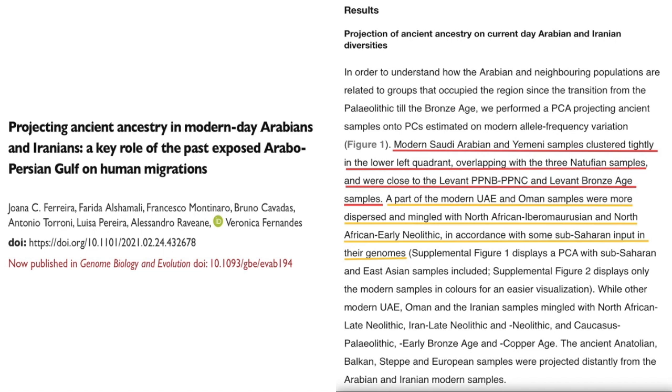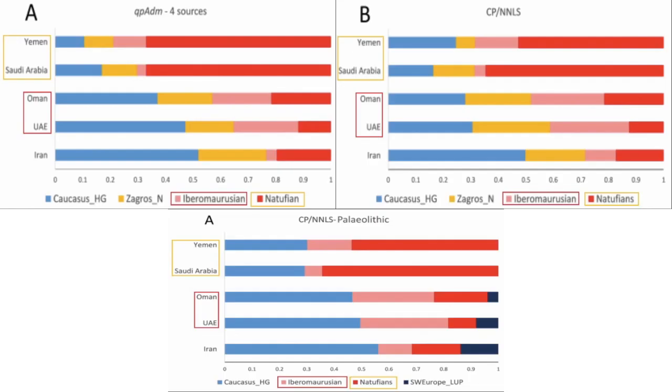So again, we see even a North African influence in Arabians, likely also due to Natufians, as well as these populations going into that part of the world. And here's a chart just showing you Ibero-Maurusian and Natufian DNA in these Middle Eastern populations, specifically in Arabia. So we see in yellow, Yemen and Saudi Arabia have a high amount of Natufian DNA, and Oman and United Arab Emirates has a lot of Ibero-Maurusian DNA.